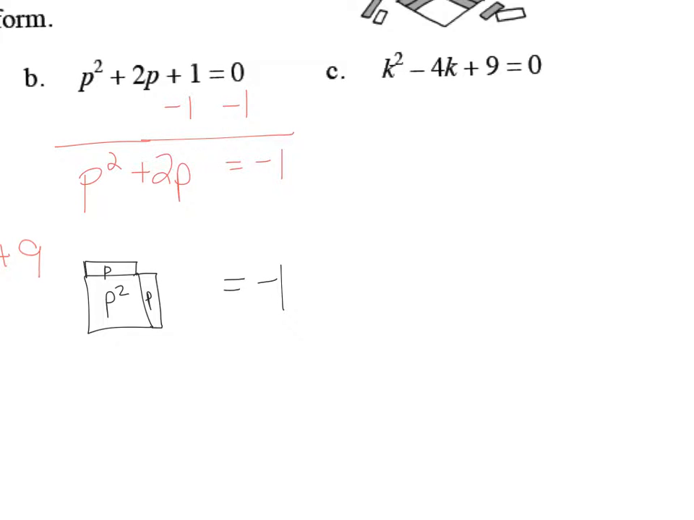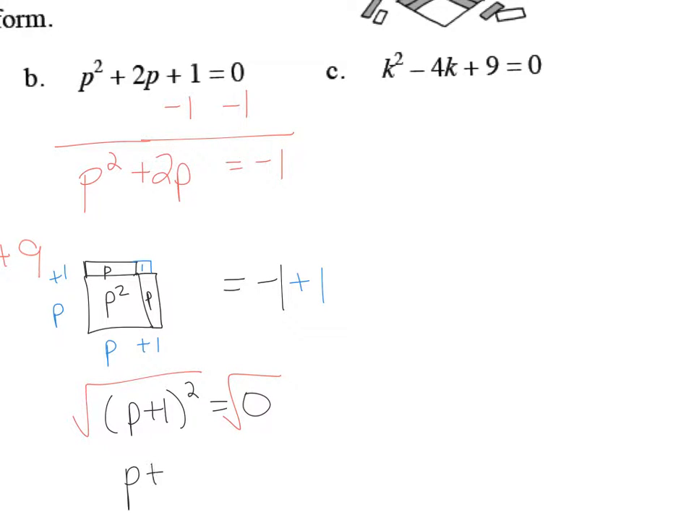And we have to decide, what are we adding here? Well, this will just be a 1 unit tile. And then our dimensions for this are p plus 1 and p plus 1. So we can rewrite this as p plus 1 squared equals 0. And if I take the square root of both sides here, we'll just get p plus 1 equals 0.